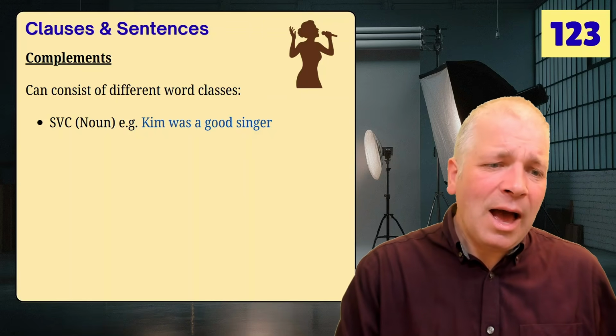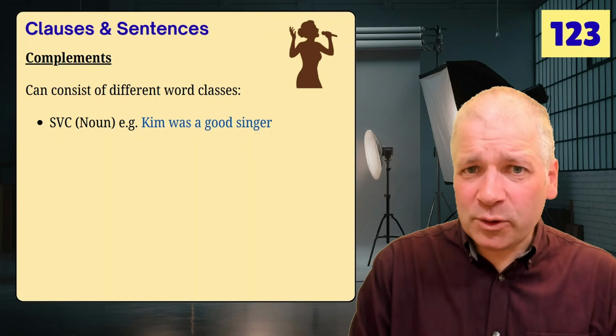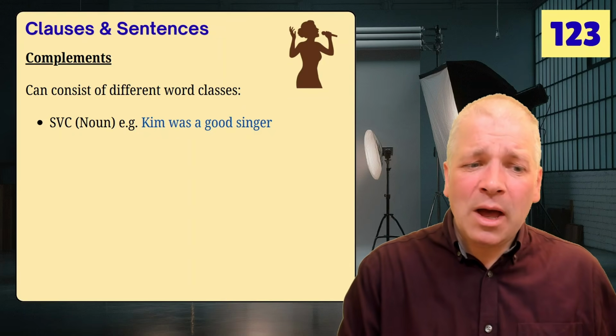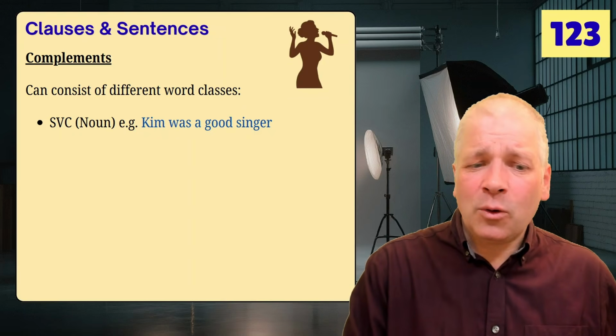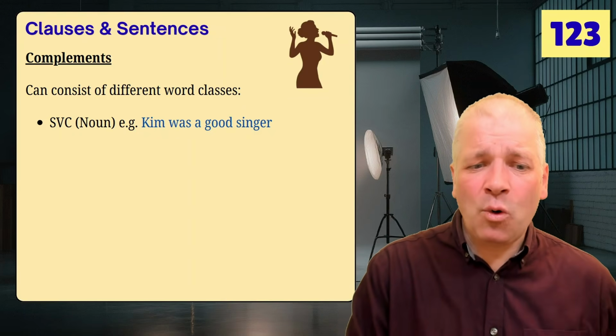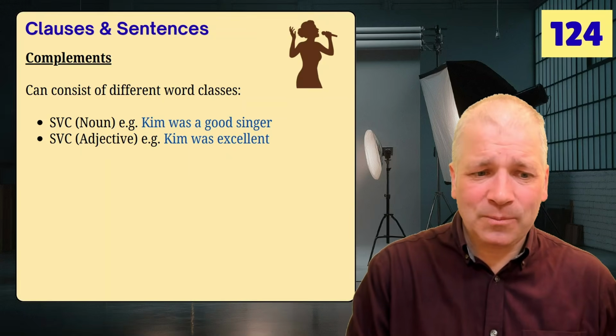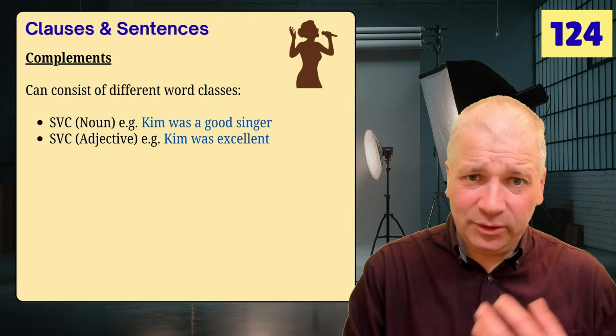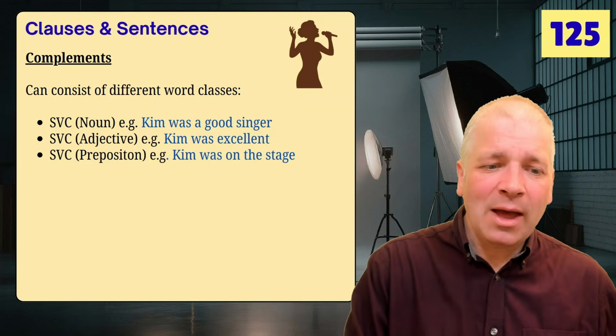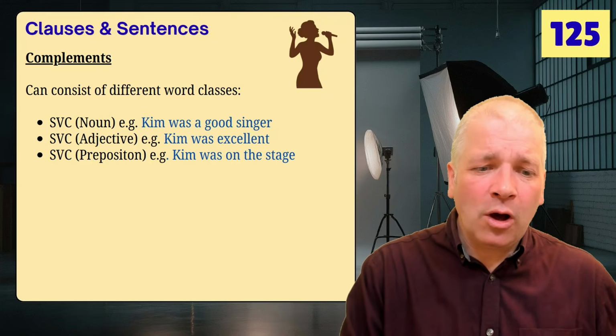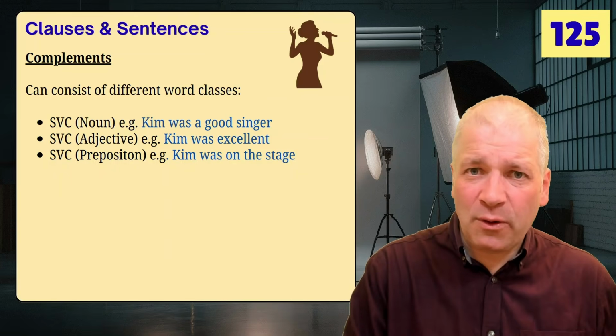We can also have different word orders with complements. So subject verb complement, where the complement is a noun. Kim was a good singer. That's a noun. Kim was excellent. Here the complement is an adjective. And Kim was on the stage. On the stage is a prepositional phrase.